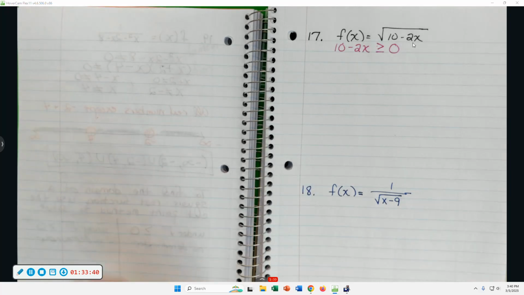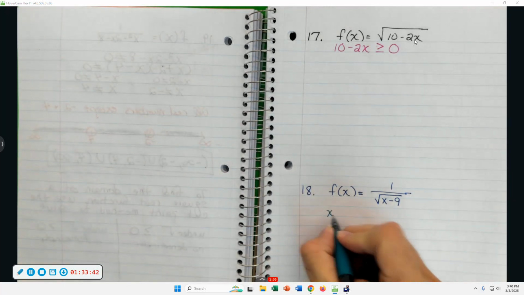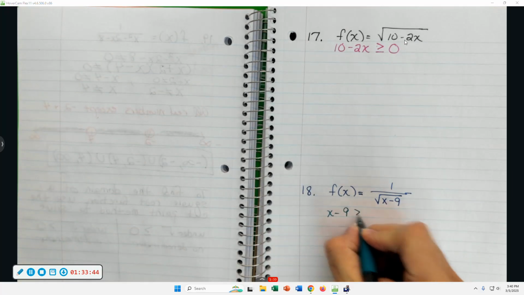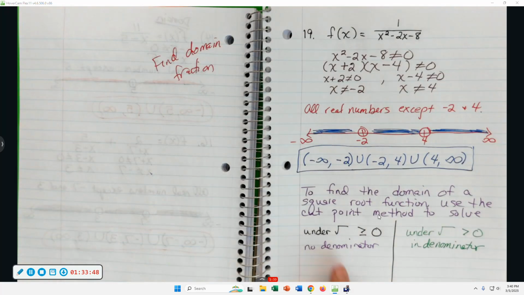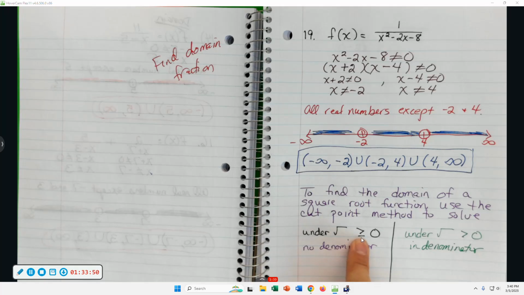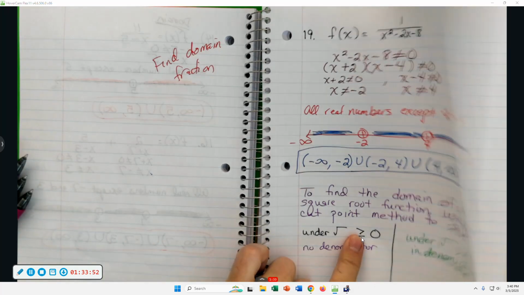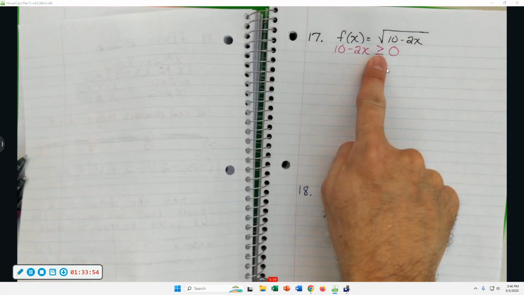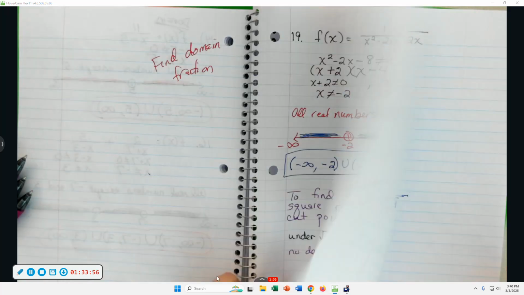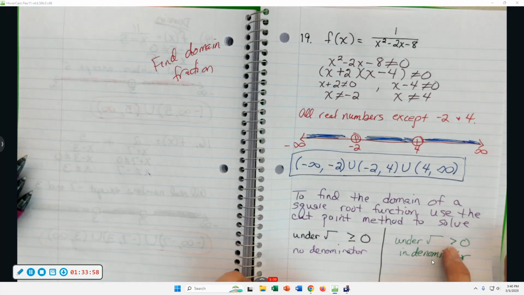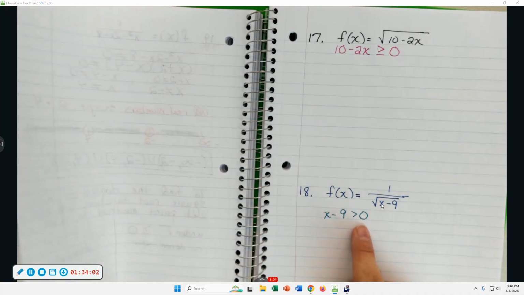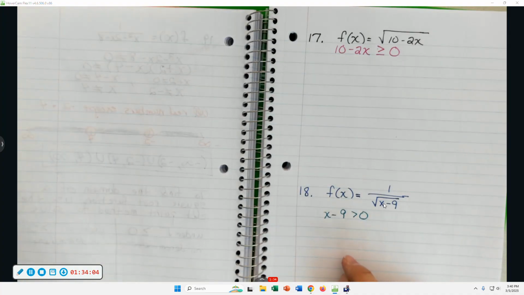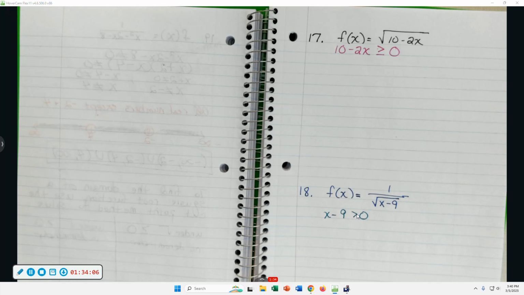If the square root's not in the denominator, you set the stuff underneath the square root greater than or equal to 0. See, greater than or equal, that's what I used on number 17. Just greater than is what I'm using on number 18, because you don't want that denominator to become 0. It can only be greater than 0.